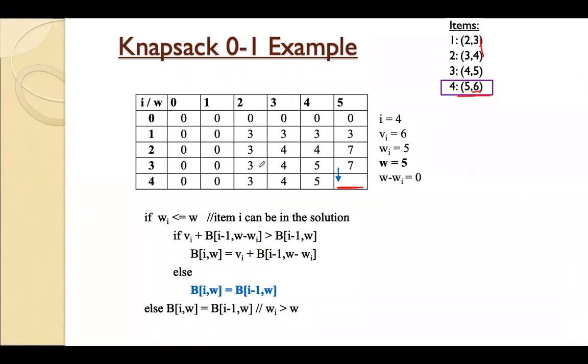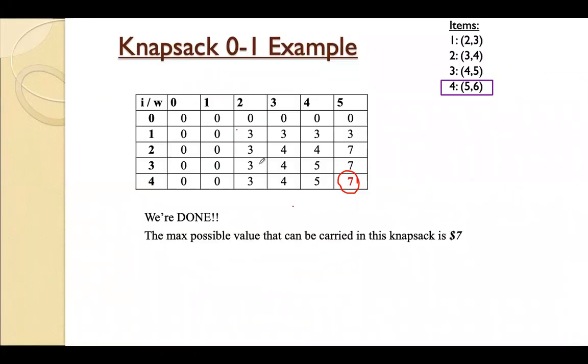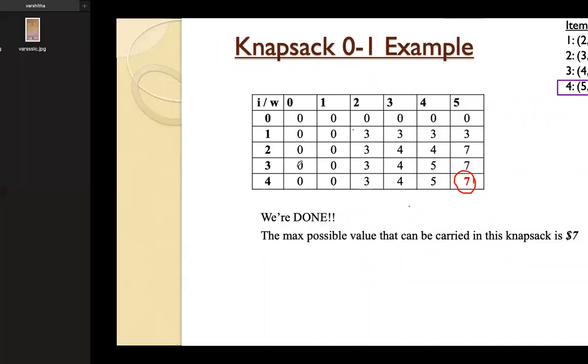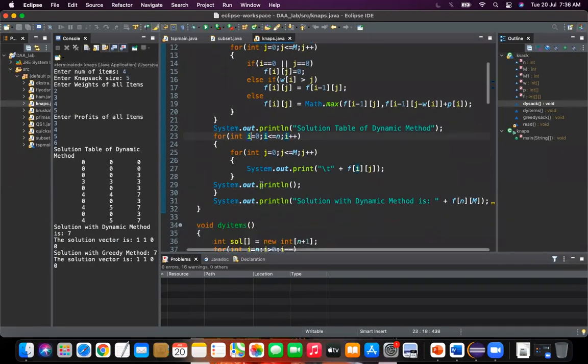So this is the table which will have the solution that we are going to print. The solution table of the dynamic method, whatever table we have got, we'll print it as it is. With a for loop over i and j values, we'll go on displaying the elements of this F table.